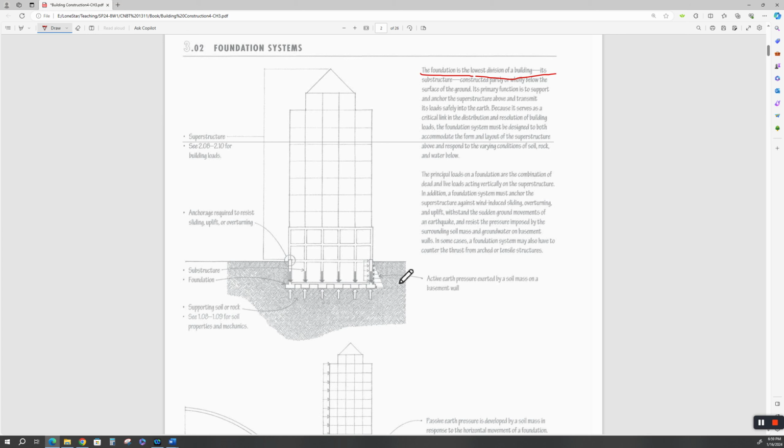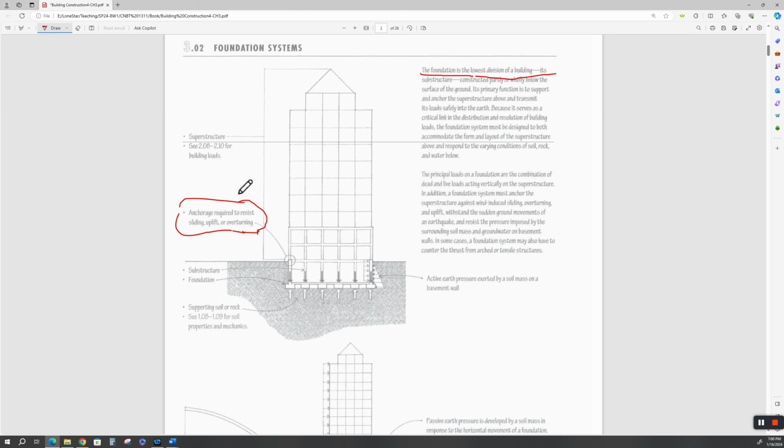In this diagram, we have the retaining wall. Why? Because it has soil compacted against it, supporting soil or rock. We have active pressure, soil pressure on this. So we have a lot of different forces going on. This says anchorage required to resist sliding, uplift, and overturning. Well, no kidding. That's what the whole idea behind a foundation is.